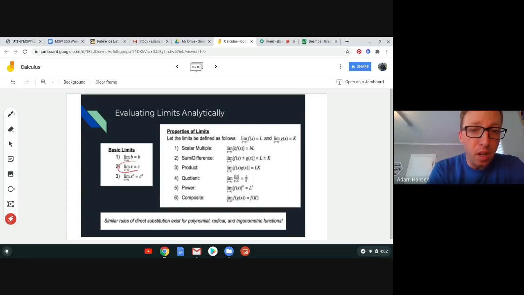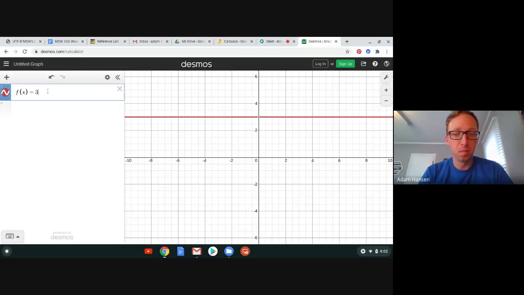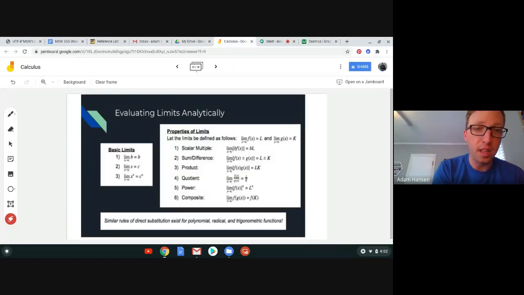Part 2, the limit of x as x approaches c is equal to c. So this is basically just direct substitution. When I substitute x into our function f of x equal to x, I'm going to get the same value back out. So as x approaches any number, the value of x would be that same number. So as x approaches c, the limit of x would simply be equal to c. Part 3 is another example of direct substitution. The limit as x approaches c of x to the nth says, all right, substitute c in for x and we'll get c to the nth.